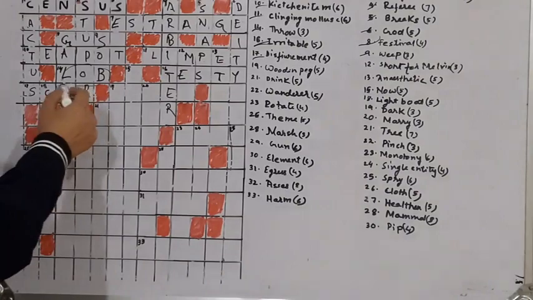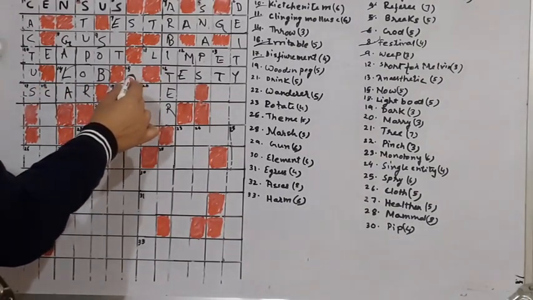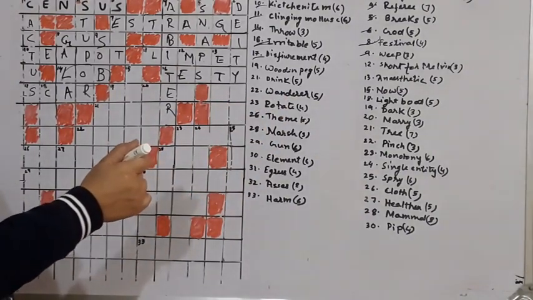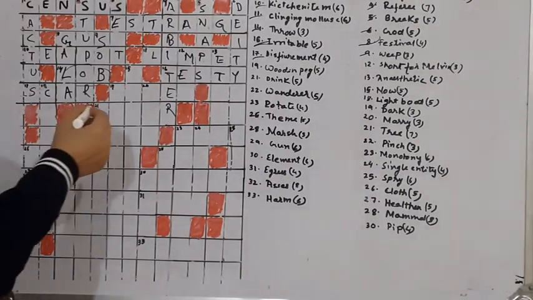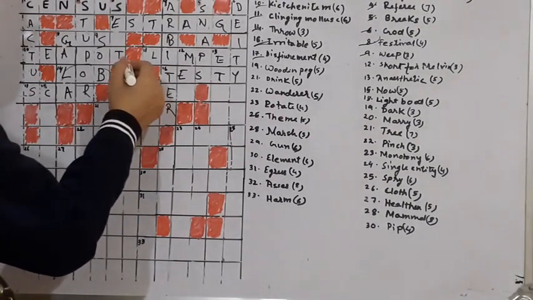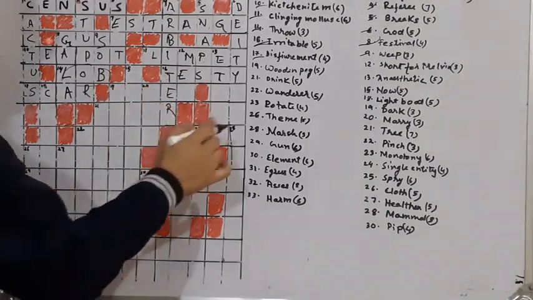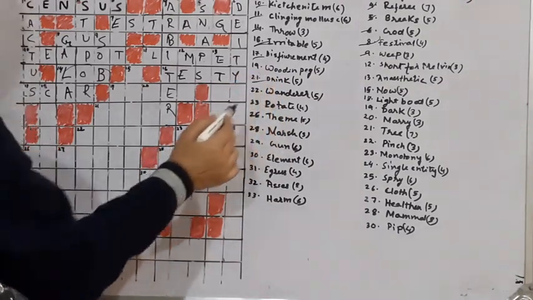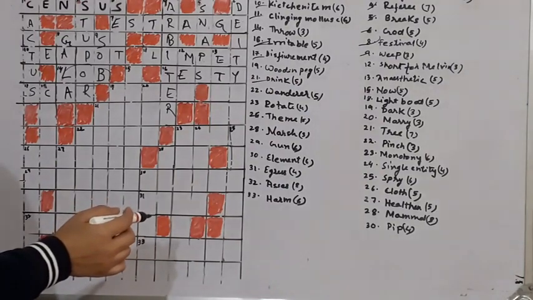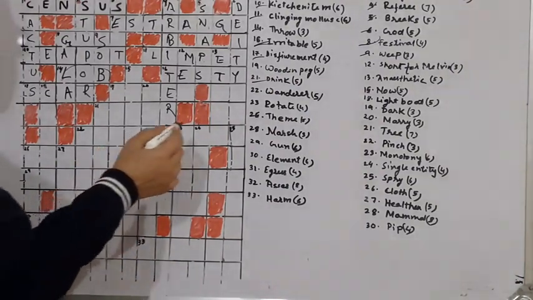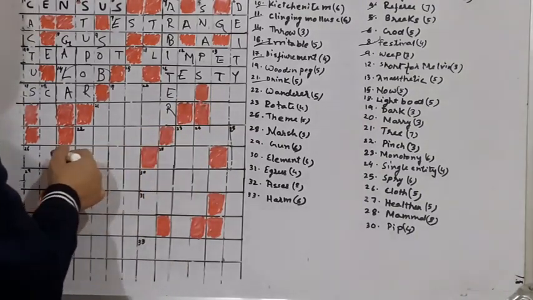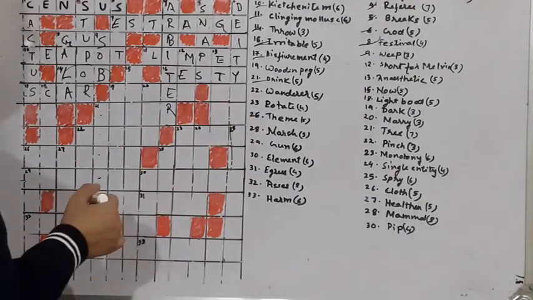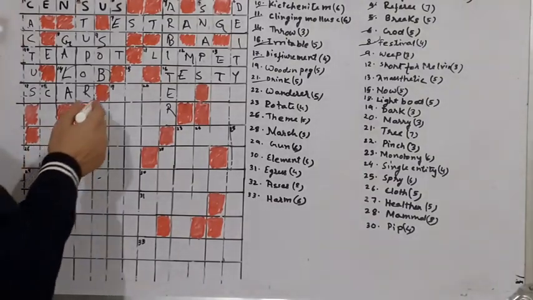Then shall we begin from 15? 15 down. 15 down is now. Now means, okay, now means right now. Okay, let it be. Let us begin with something different. I will go for 21. Drink. Drink is a kind of drink. 21. So here 21 we can see drink. Okay. We have no clue, we cannot do here. Let us go for another one. Right?